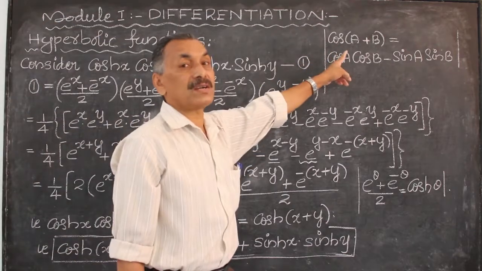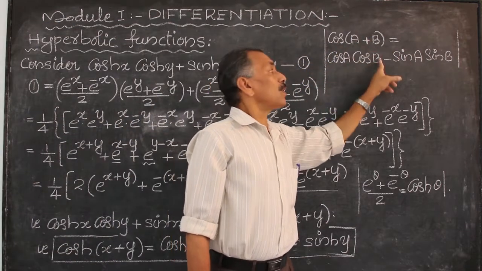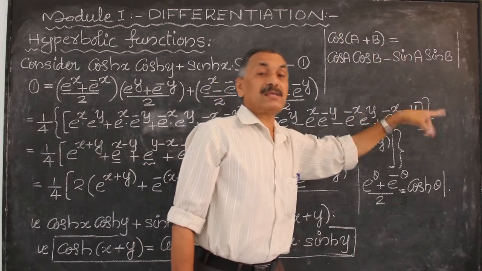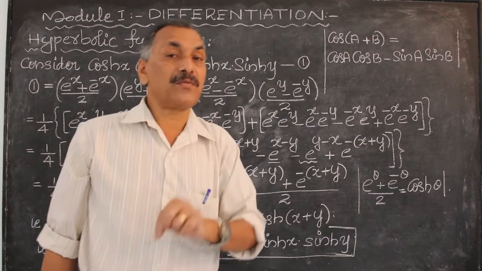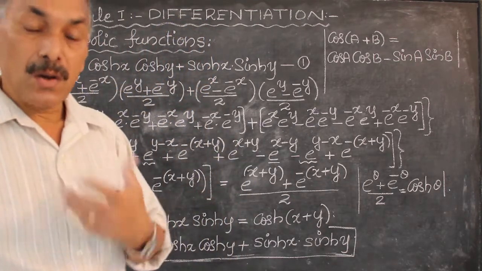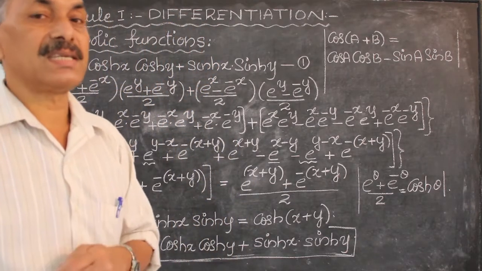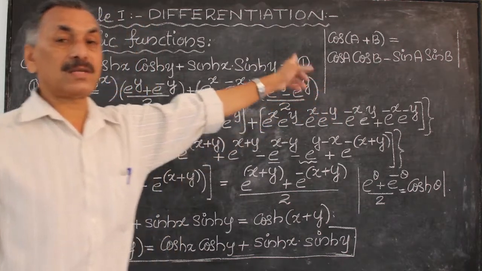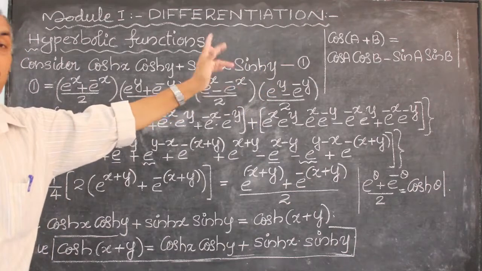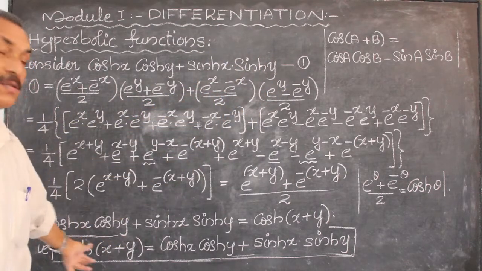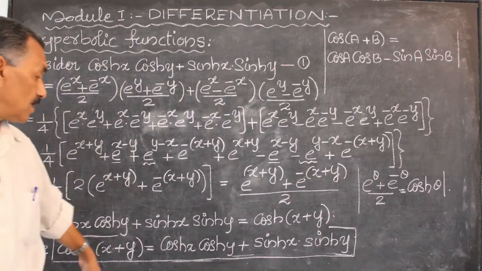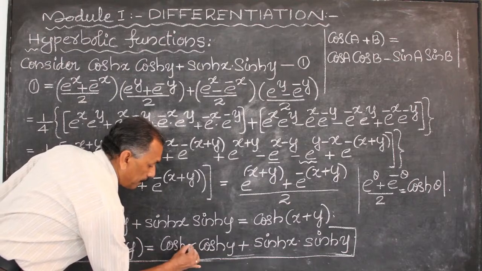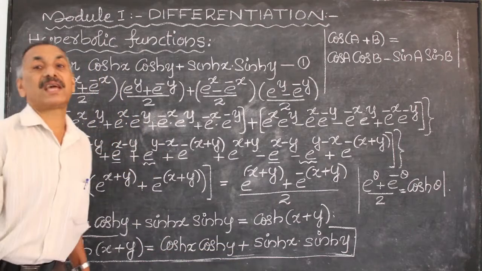In the case of trigonometric functions, cos of a plus b is equal to cos a cos b minus sin a sin b, that is, cos of x plus y is equal to cos x cos y minus sin x sin y. In the case of hyperbolic functions, cos h of x plus y is equal to cos hx cos hy plus sin hx sin hy. The sign is the difference: in the trigonometric function it is negative. Cos of x plus y is equal to cos x cos y minus sin x sin y, while in the hyperbolic case, cos h of x plus y is equal to cos hx cos hy plus sin hx sin hy.